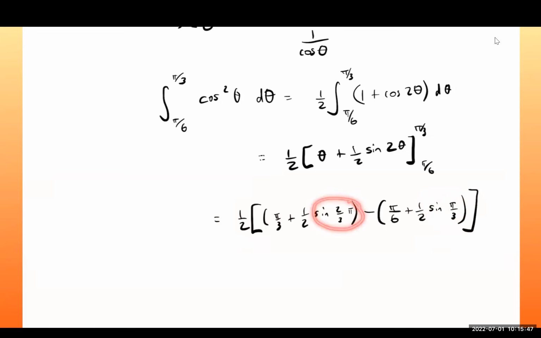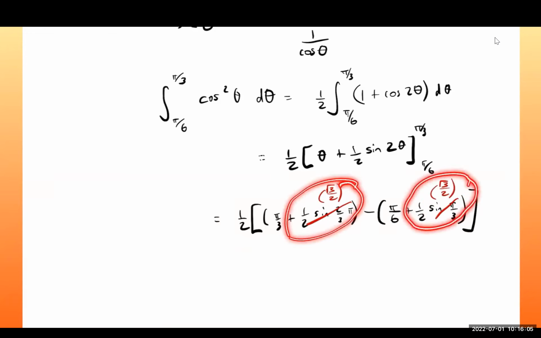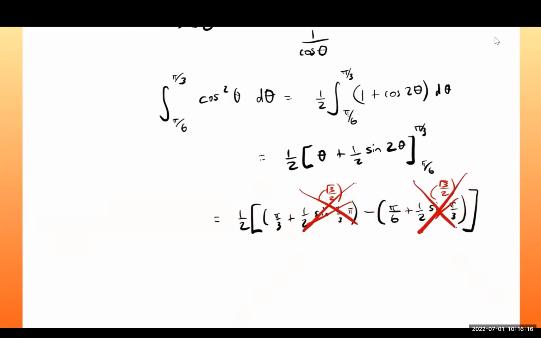So let's focus on these two expressions. The sine of 2/3 pi is radical 3 over 2. And similarly, sine of pi over 3 is also radical 3 over 2. You can verify that on a unit circle. Notice that this term is equal to that term. Since we're subtracting, when you distribute the subtraction, this will become negative and this is positive, so these two terms will just cancel out. So we'll be left with negative pi over 6 here, positive pi over 3, and 1/2.